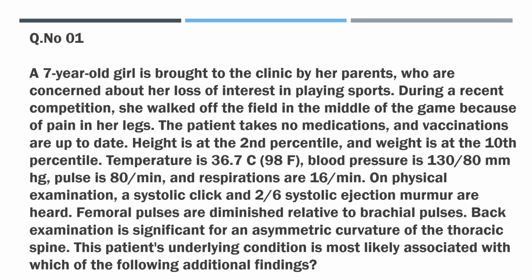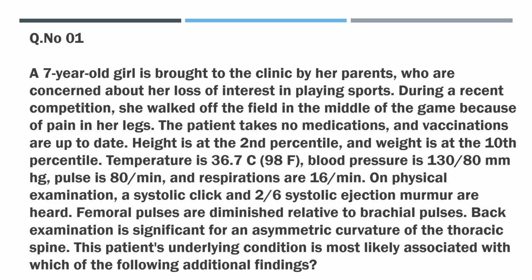Now pause for a second and connect the dots. High blood pressure in the child, diminished femoral pulses, murmur and click, short stature and scoliosis. This clinical picture is classic for aortic coarctation, a congenital narrowing of the aorta that reduces blood flow to the lower body and increases the pressure in the upper body. The systolic click and the murmur are suggestive of a bicuspid aortic valve, which commonly coexists with coarctation.